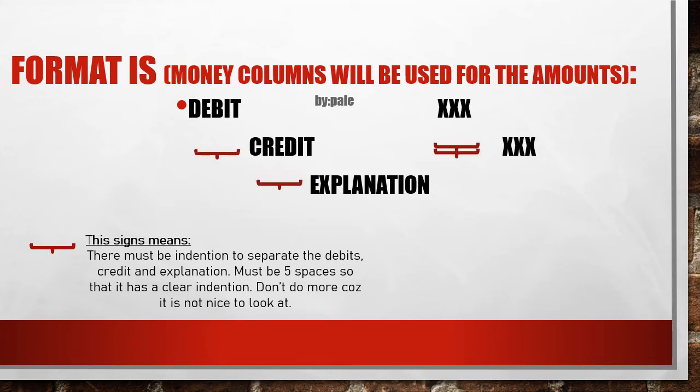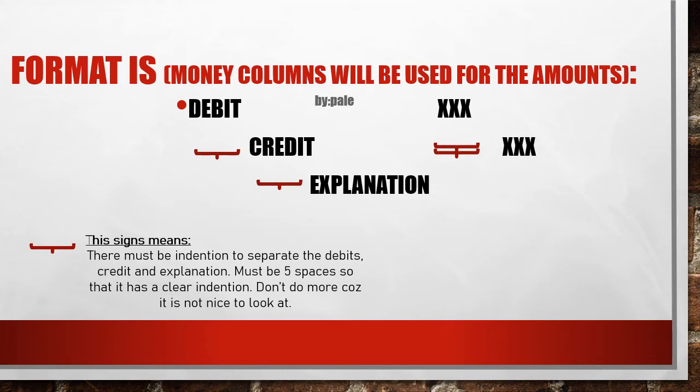So this 5 spaces is just my prerogative. I don't allow students to just have a single space or 2 spaces because there are some students who have a different kind of handwriting. It's not clear whether it's aligned or not. So look at the space between debit and credit. So the first line is always the debit.